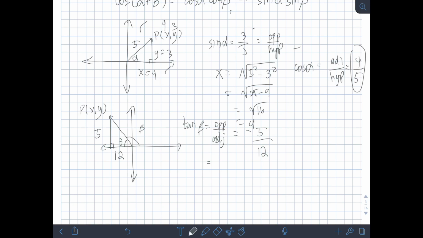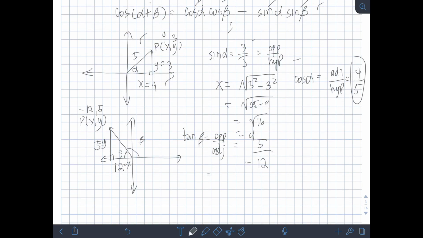So, therefore, meron tayong y na 5 tsaka x na 12. So, yung x natin ay 12 tsaka y natin ay 5. But take note of the sign. Since nasa second quadrant tayo, yung x natin ay negative. So, negative 12. Tapos, yung y natin ay positive kasi nasa second quadrant. So, yung point P natin ay may coordinate na negative 12, 5. Kasi negative 12 tayo, kasi nasa second quadrant nga tayo.